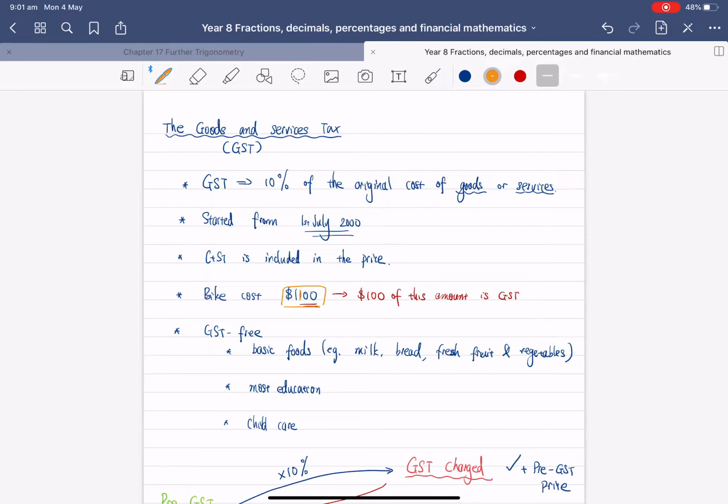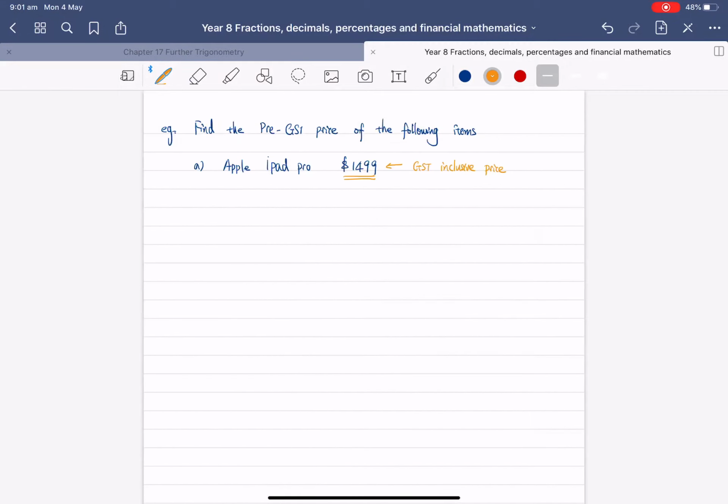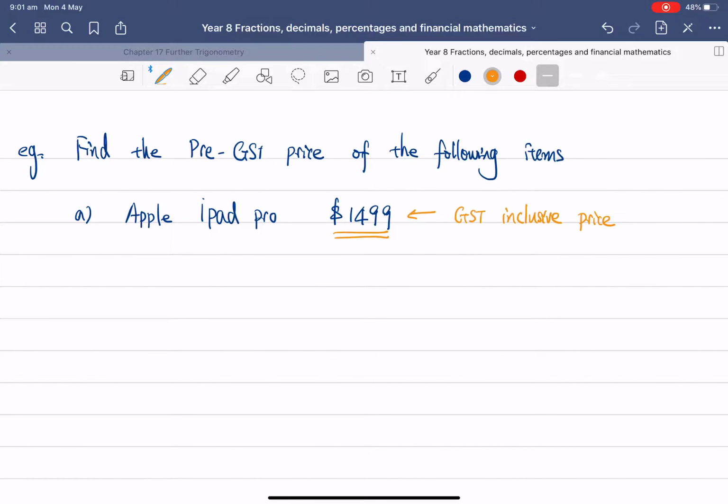Now, if we go back to the charts, for the pre-GST price and the GST inclusive price, all we need to do is remember GST is 10%, and that $1,499 is 110% of the original cost.